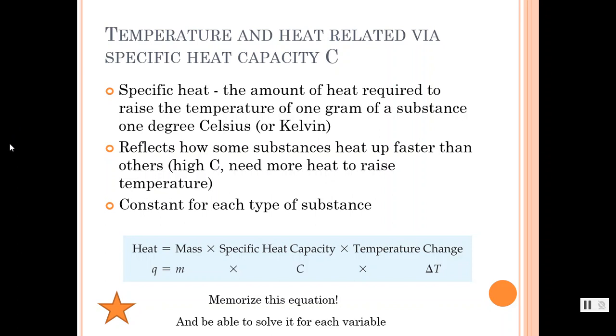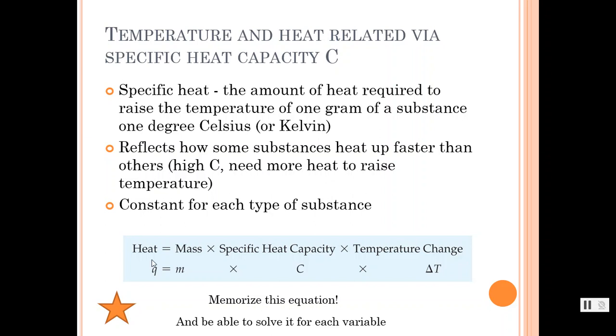And that equation involves three different variables. The first being the mass of the sample. The second being the temperature change that sample undergoes. And the third part of this equation for calculating a sample's heat is this variable called specific heat. Specific heat, we use capital C, sometimes small c, to designate that quantity. But that constant for each substance reflects how some substances heat up faster than others.